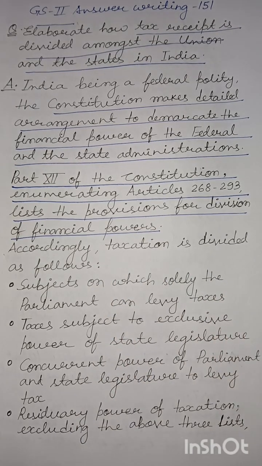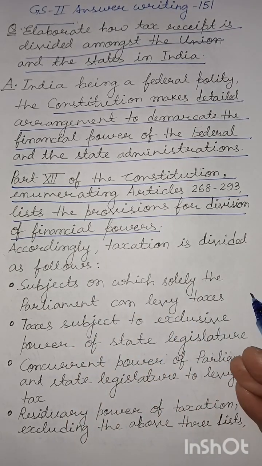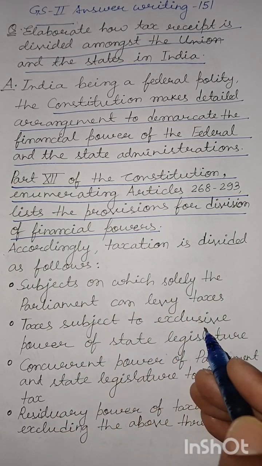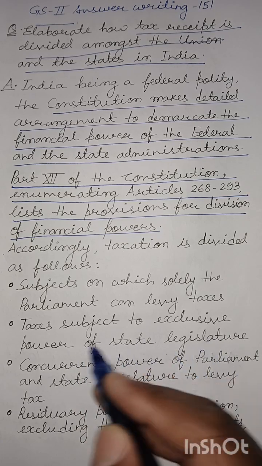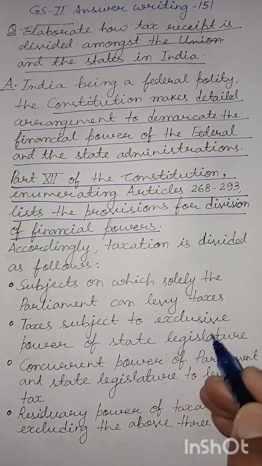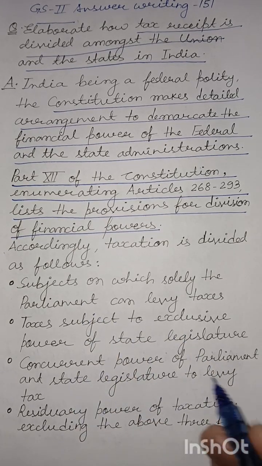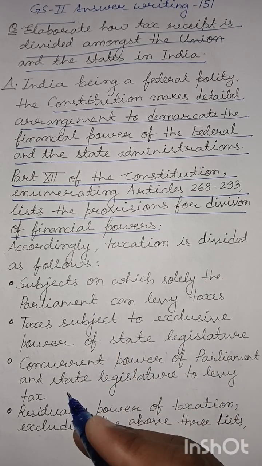Accordingly, taxation is divided as follows, that is quite easy to understand. Subjects on which solely the parliament can levy taxes. Then there are subjects on which the power of taxation is exclusive to the state legislature. Basically, the states only can tax these subjects. Concurrent power of the parliament and state legislature to levy taxes.